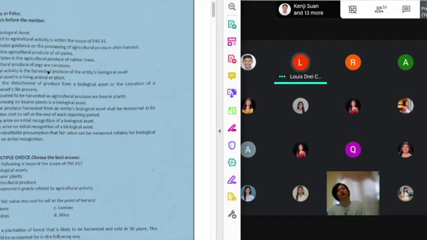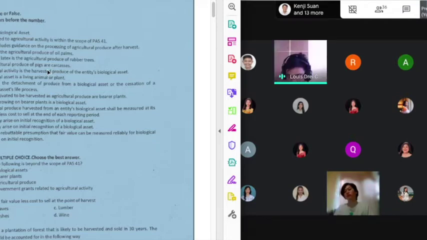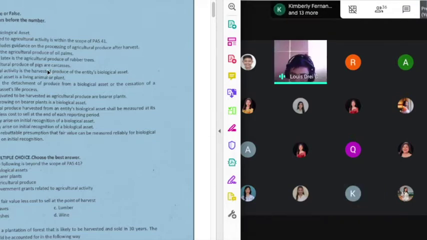Number 7: Agricultural activity is the harvested produce of the entity's biological asset. The answer is false because the one being defined here is agricultural produce, sir. Agricultural activity pertains to the cultivation of your biological assets. That is what our agricultural activity is. But obviously, the item being defined in number 7 does not pertain to an activity. It pertains to a thing, and this thing is our agricultural produce.